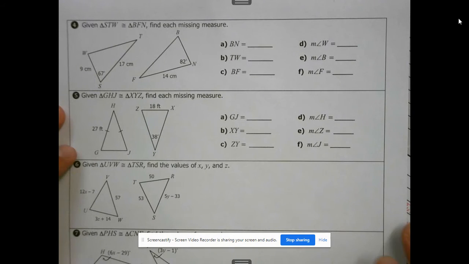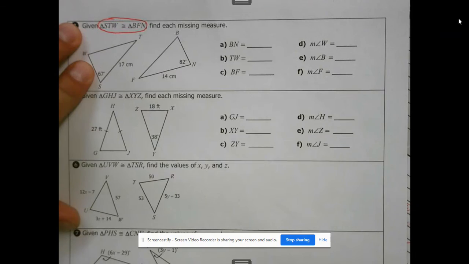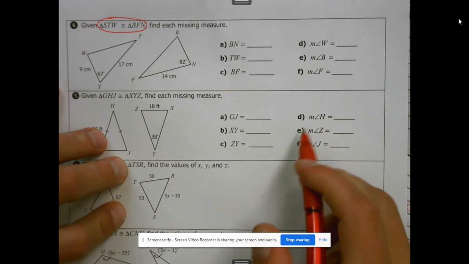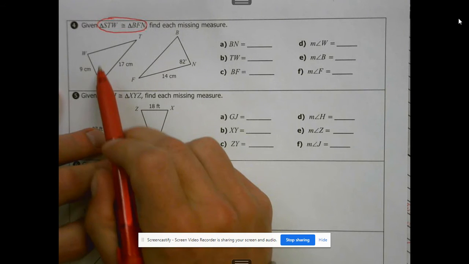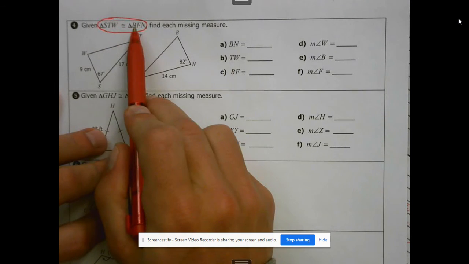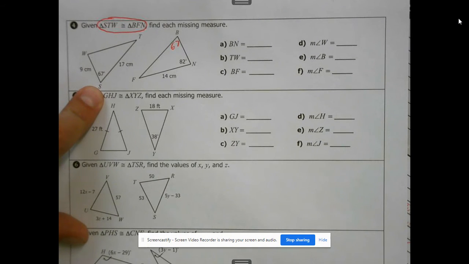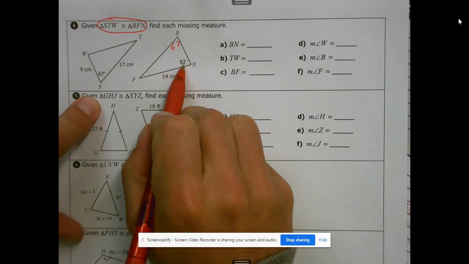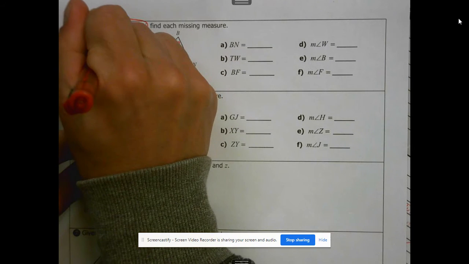All right, number 4 says, given, here's your congruency statement. Find each of the missing. All right, let's see if we can fill in some stuff here. Angle S matches with angle B. So if S is 67, B has to be 67. Angle N is 82. N matches with W, so that also has to be 82.